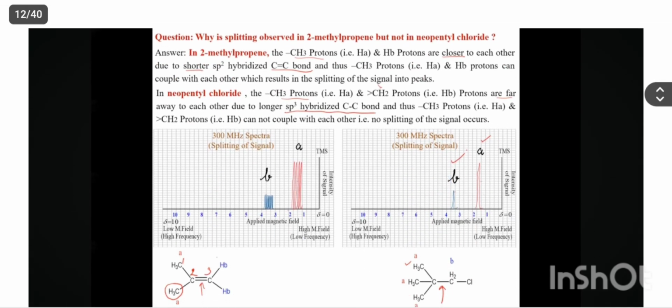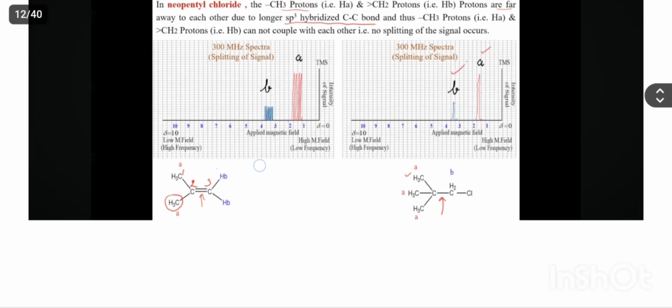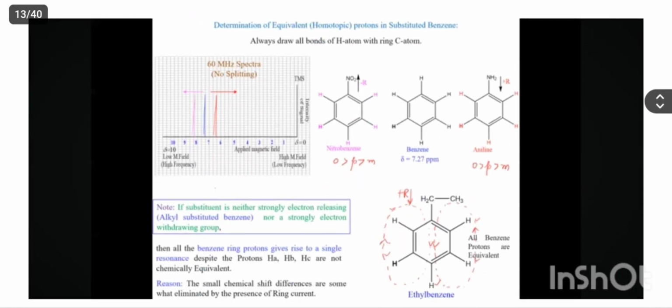Why is splitting observed in 2-methylpropene but not in neopentyl chloride? In 2-methylpropene, the CH3 protons HA and HB are closer to each other due to the shorter sp2 hybridized carbon-carbon bond. Thus, CH3 protons and HB proton can couple with each other, which results in splitting of signals into peaks. In neopentyl chloride, the CH3 protons are far away from each other due to the longer sp3 hybridized carbon-carbon bond, and the CH3 protons HA and CH2 protons cannot couple with each other. No splitting of the signal occurs.